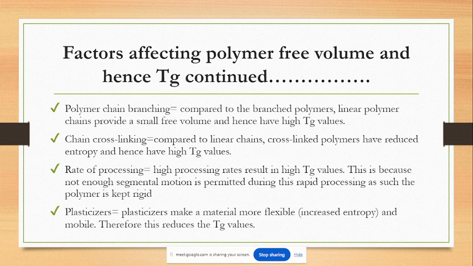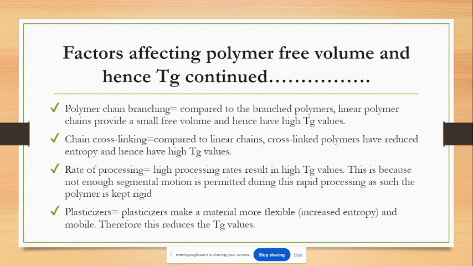This question we had in one of our tests. It must be test 2. I want you to pay particular attention, and I simplified this point as much as possible. So I'm sure it is very crystal clear that plasticizers make a material more flexible, thereby increasing entropy. If there is increased entropy, there is also increased mobility. Mobility is as good as segmental motion.